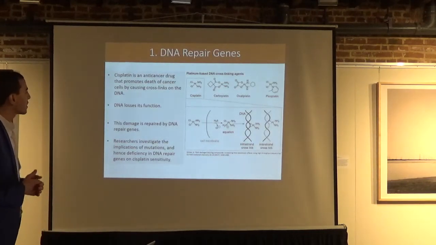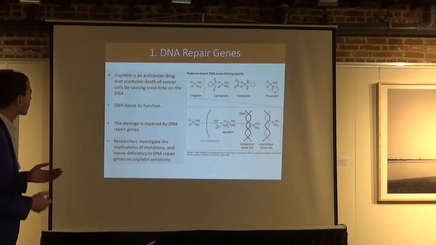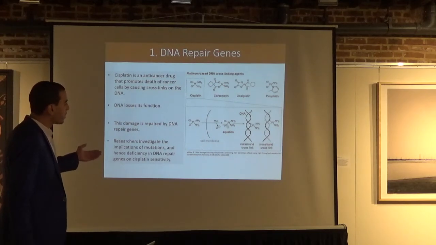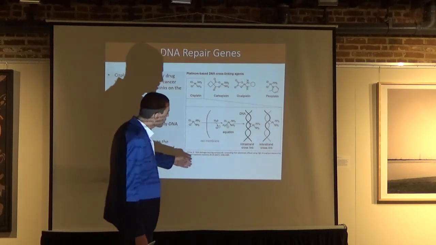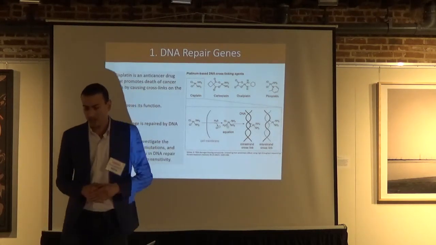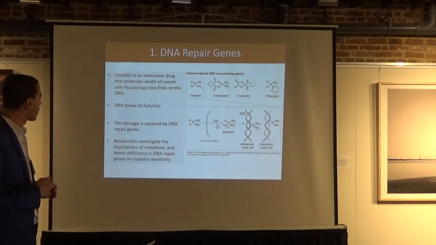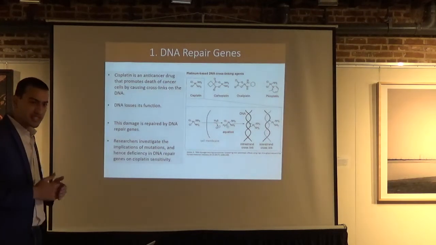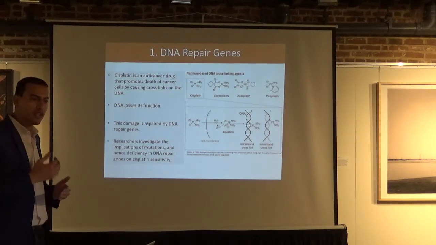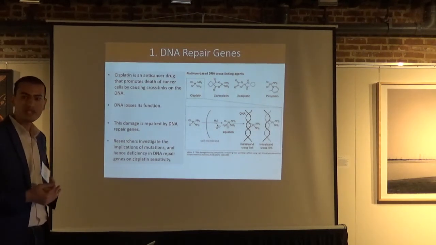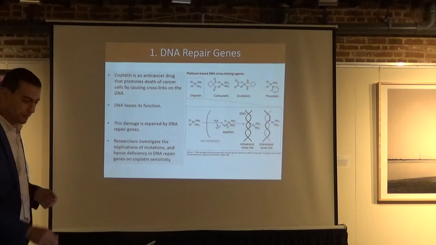The first biomarker that was explored is the DNA repair genes. Cisplatin is one of the chemotherapy drugs that works by damaging the DNA, causing cross-links on the DNA, which deteriorate the DNA function. This damage is repaired by the DNA repair genes. But what if there is a problem in the DNA repair genes? This might enhance the effect of chemotherapy.